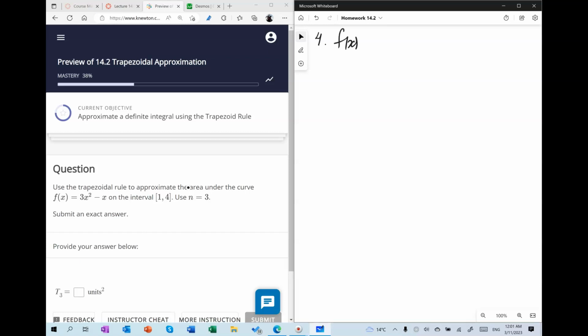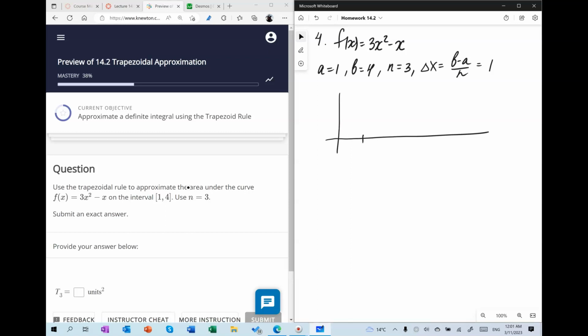F of x is 3x squared minus x. A is 1, b is 4, n is 3. So delta x is b minus a over n. So 4 minus 1, 3 over 3. That's 1. Next, we're going to draw the partition.